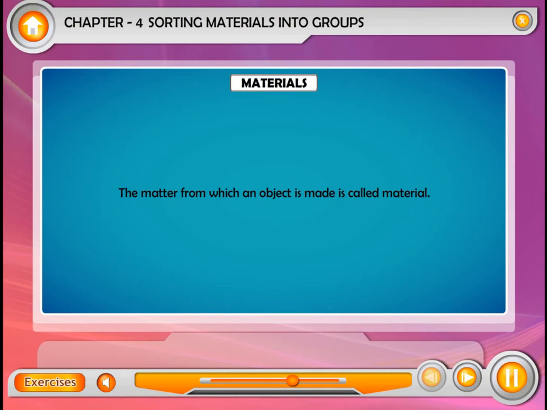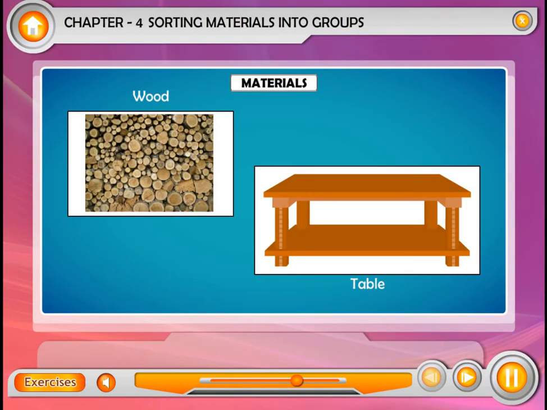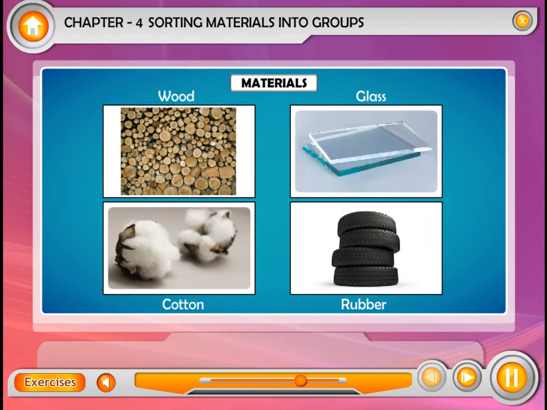Materials. The matter from which an object is made is called material, also known as padarth. All the objects are made up of one or more materials. For example, the table is an object which is made of wood, so wood is a material. Some more examples of materials are wood, glass, cotton, rubber.